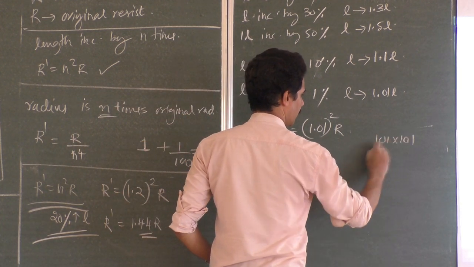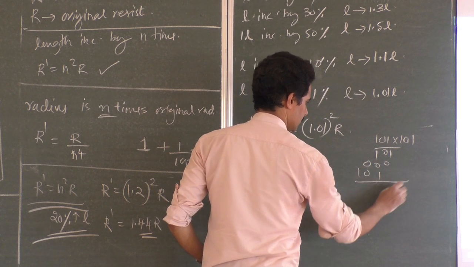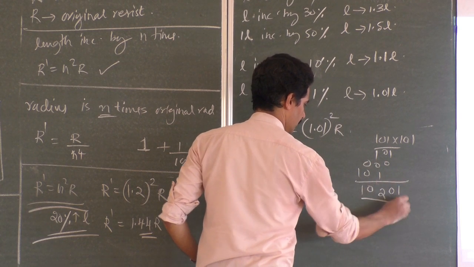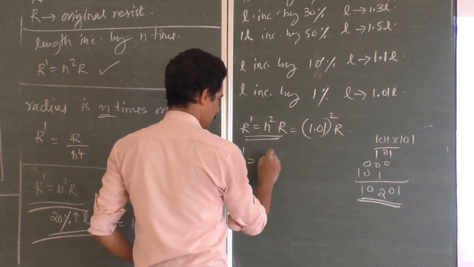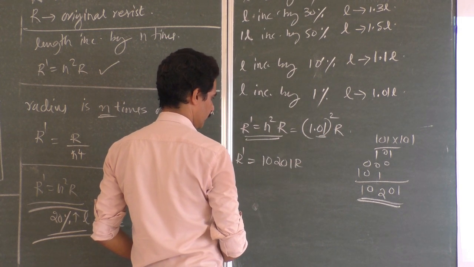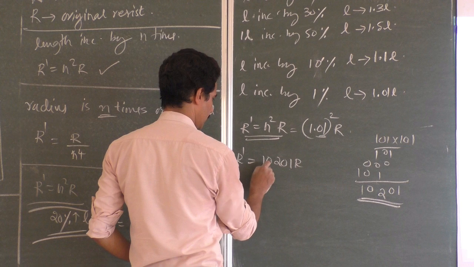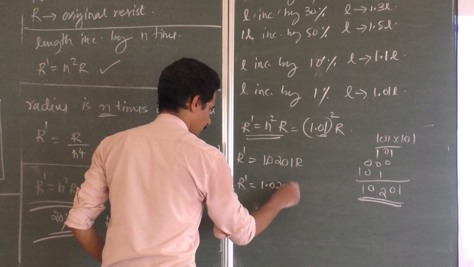101 into 101. 101, 0, 0, 0, 1, 0, 1. This is 1, 0, 2, 0, 1. So what is the answer here? R dash is equal to 1, 0, 2, 0, 1 R, but here there are 2 zeros, so you should have 4 decimal places here. 1, 2, 3, 4. It is 1.0201. R dash is 1.0201 R.